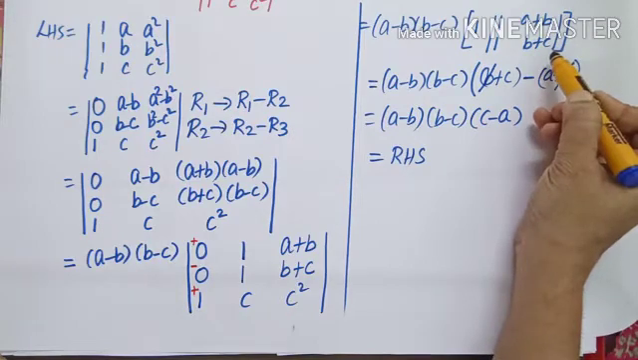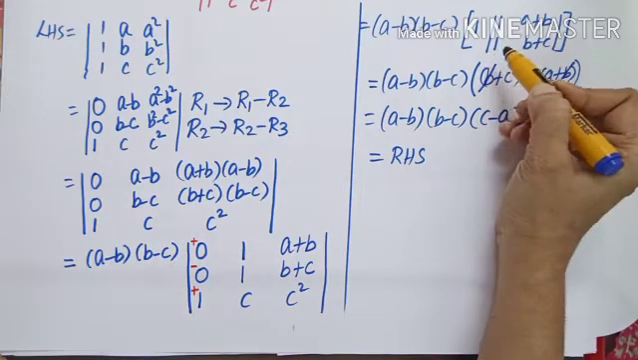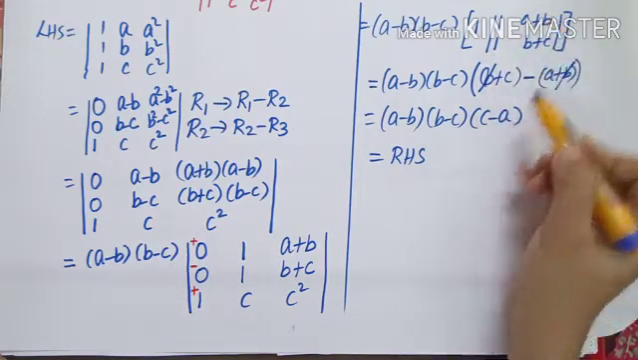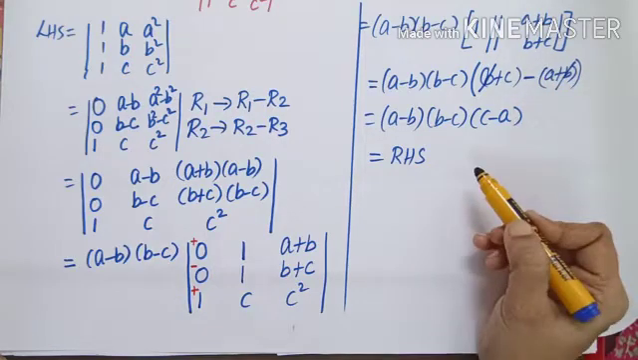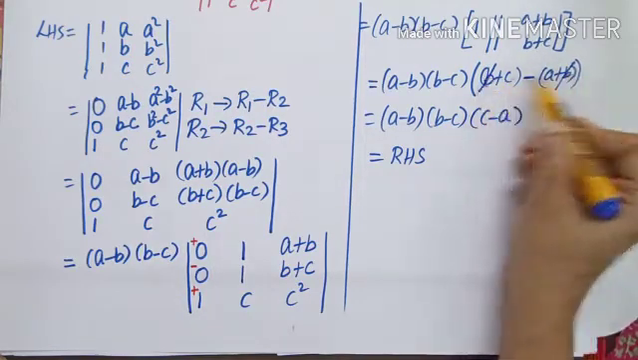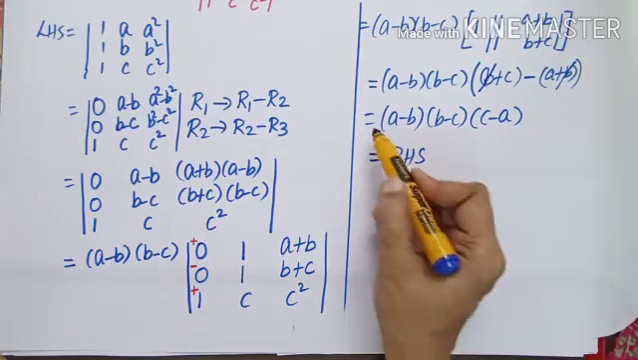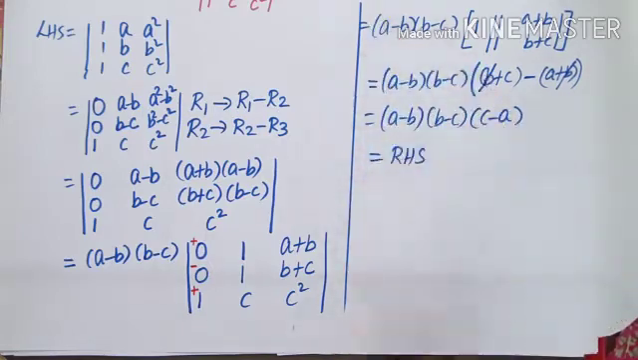Multiply 1 into B plus C. Multiply 1 into A plus B. In between minus. As I subtract, B and B will get cancelled and we arrive at the RHS.